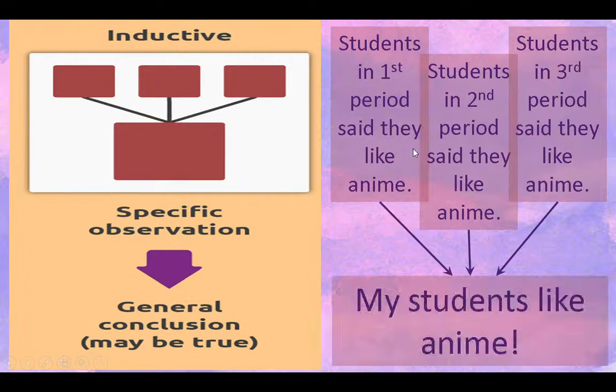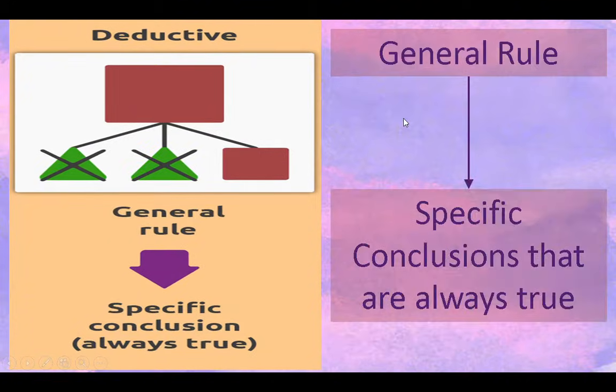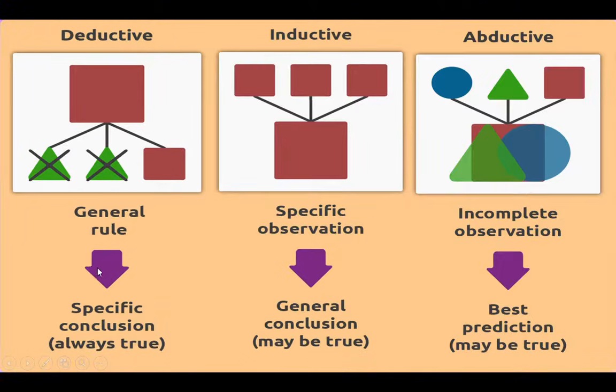Deductive reasoning uses a rule to make a judgment about a specific instance. Inductive reasoning, you use specific instances to make a rule. Abductive reasoning, you use your observation or instances to make a prediction.